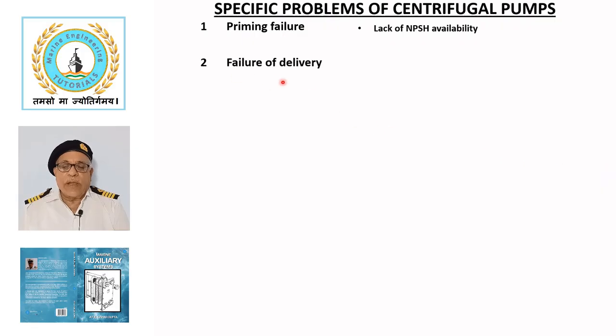Failure of delivery. Pump may fail to deliver the liquid if the availability of NPSH is equal to or less than required. The problem can be dealt by operating the pumps at low revolutions, and two or more pumps operation in parallel should be considered. Double entry pumps also reduce this trouble.